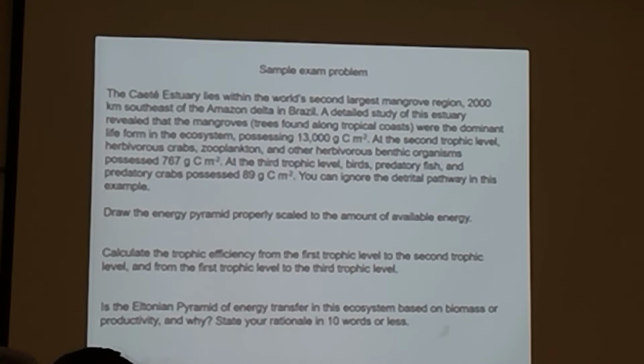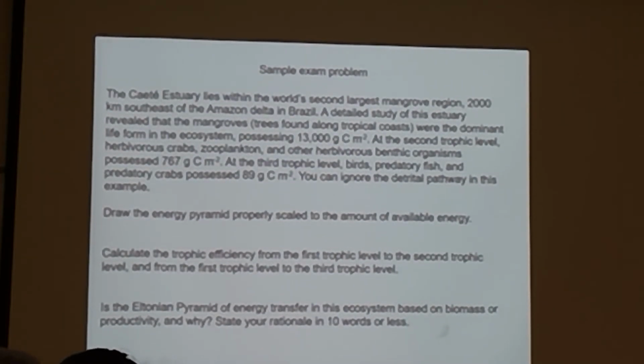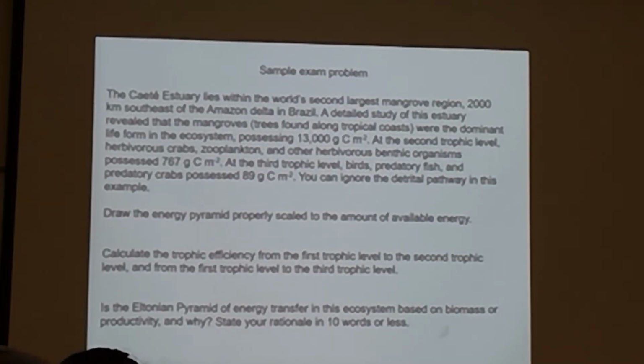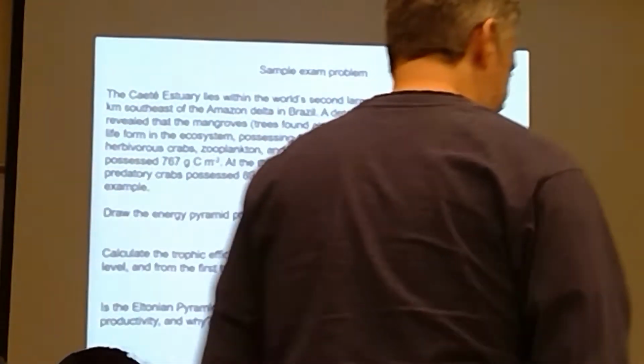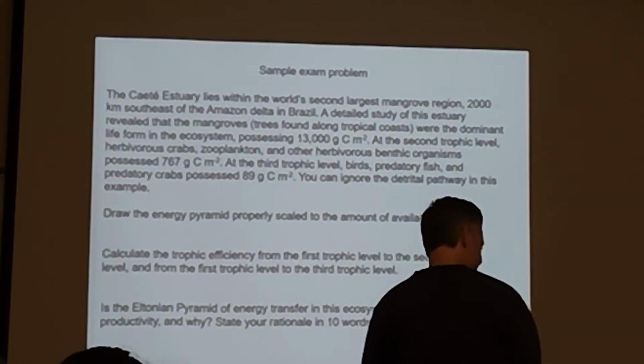No, it's not 105. You just divide 765 divided by 13,000. What is that then? Yeah. From first to third, that's 667 divided by... It's over 5%.